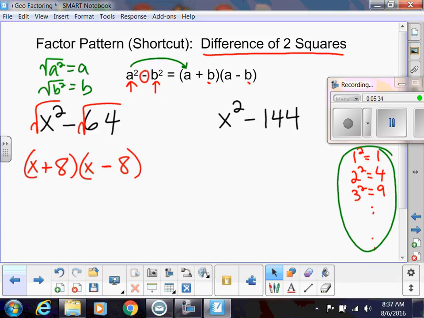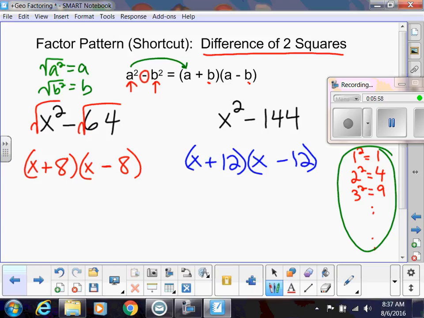Do this one real quick. I'm not even going to pause the video. I think you can hopefully do this really quick as long as you know what the square root of 144 is. All right, so you should have x and x there. The square root of x squared is x. And then the square root of 144, hopefully you know, is 12. And then one should be positive, one should be negative.